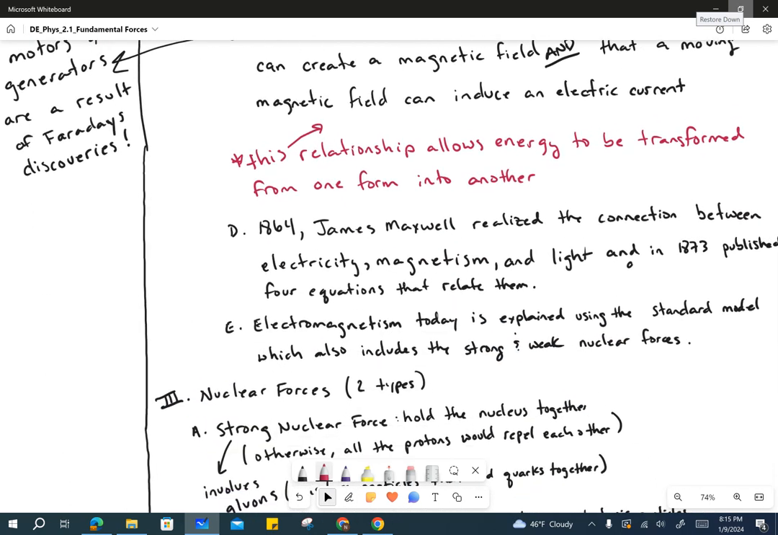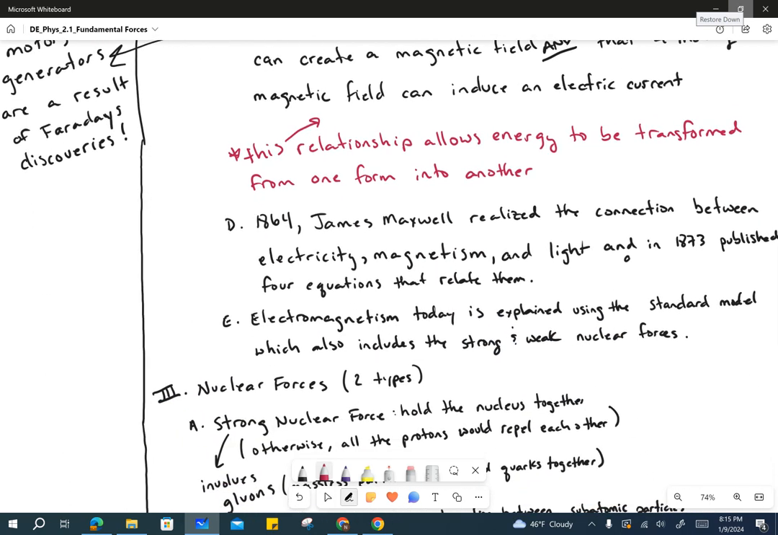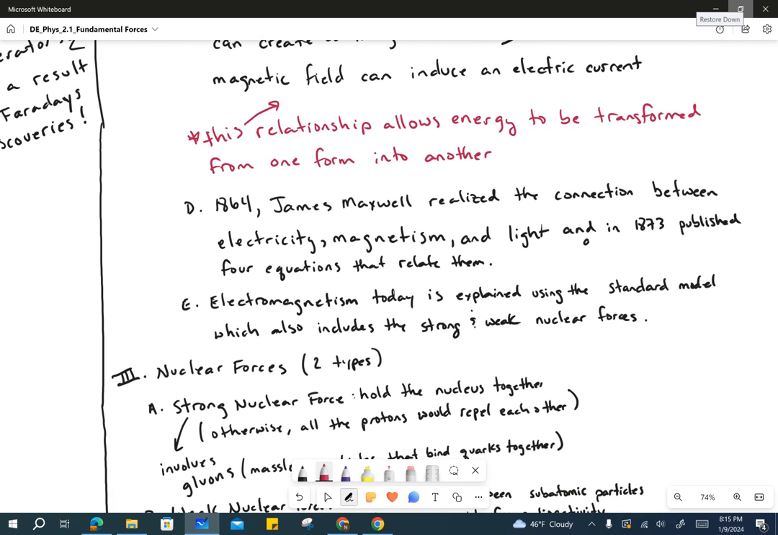Letter D, 1864, James Maxwell realized that there was a connection between electricity, magnetism, and light, and he published four equations in 1873 that related them together, and we use those formulas today to make predictions and describe relationships.